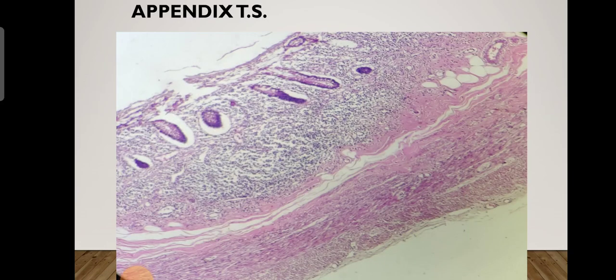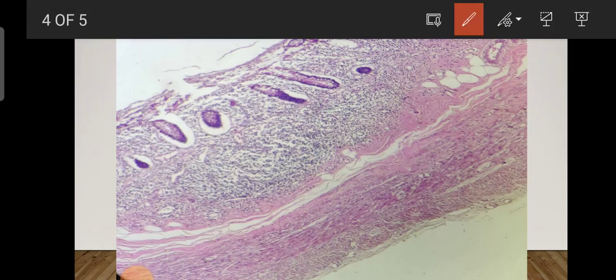Then we have the appendix. This is the transverse section of appendix which is shown, and here we can see these are the intestinal glands which are lined with simple columnar cells. These intestinal glands are projecting into the lamina propria. Then in the lamina propria we also see the lymphatic nodules which are arising from the lamina propria and enters up to the submucosal layer.